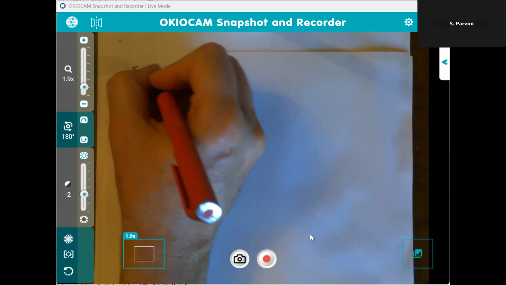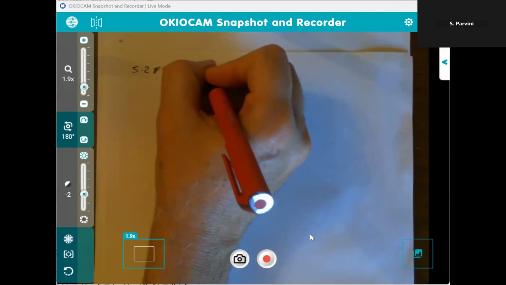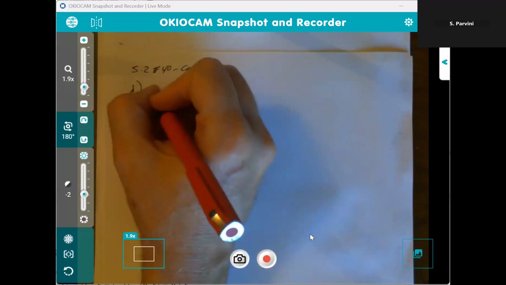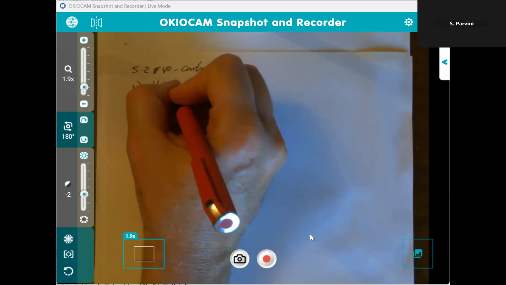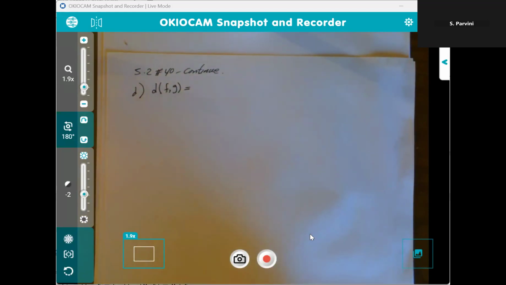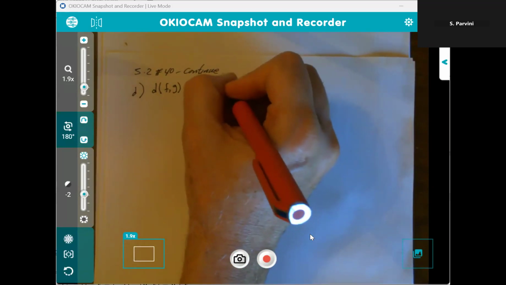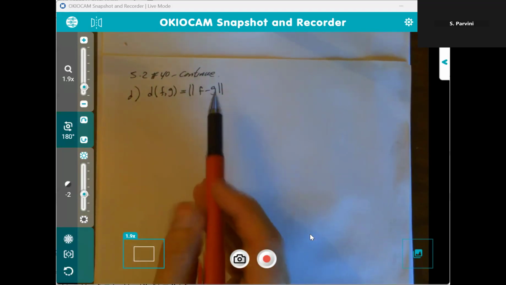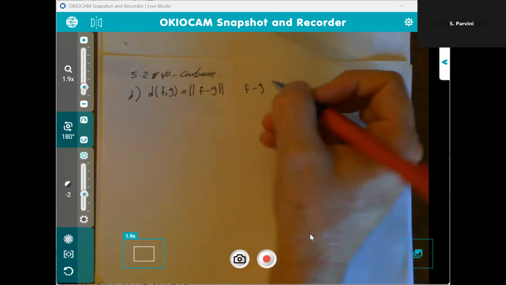So this is 5(2), number 40, continue. Okay, in part D, the distance between f and g. The distance between two functions is going to be the magnitude of f minus g. Before we find the magnitude of f minus g, we need to find what f minus g of x is, right?